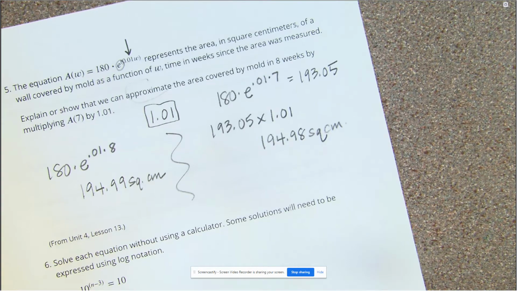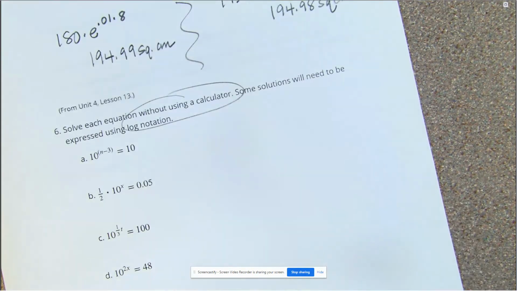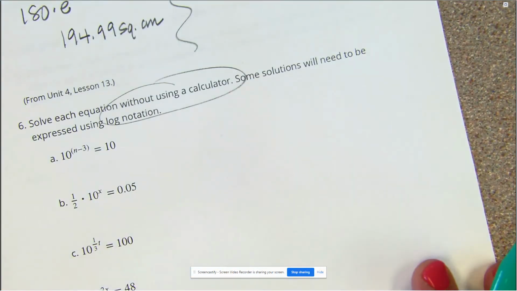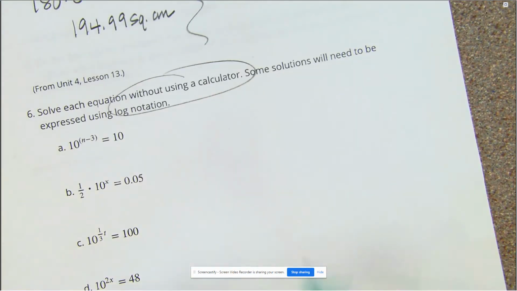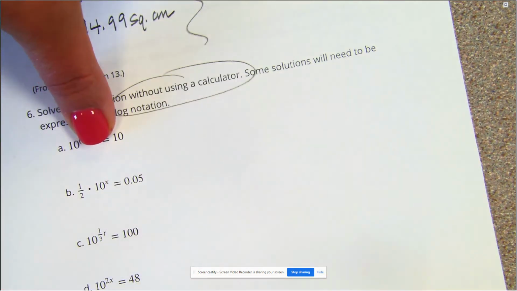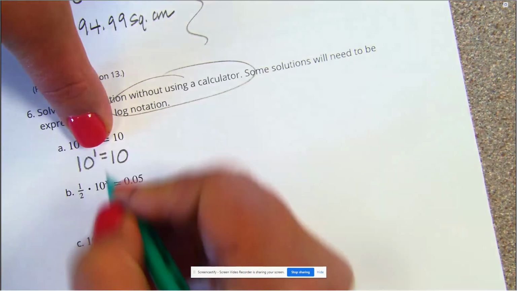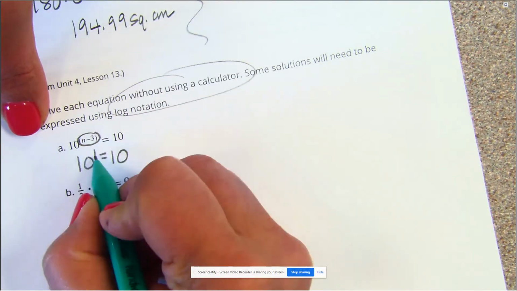Number 6, solve each equation without using a calculator. So we're going to try to do these mentally. Some solutions will need to be expressed using logs. So I know 10 to the first power makes 10. So I need this expression to be equal to the number 1.